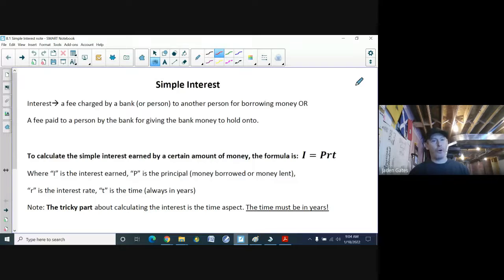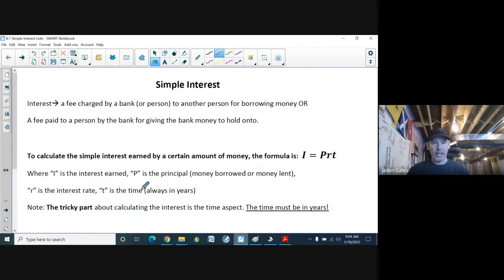Now, interest in general is a fee charged by a bank or a person to another person or company for borrowing money. All right. So it's a fee you are charged for borrowing money. Or you can look at it as the other way around, where it's a fee paid to a person by the bank for giving the bank money to hold on to. So there's two perspectives with interest, which is very important. There is the investing, where you give somebody money or a bank money and they pay you interest. Or, unfortunately, there's a situation that most of us are in, is where you're borrowing money. And so you have to pay the fee. All right. You have to pay interest.